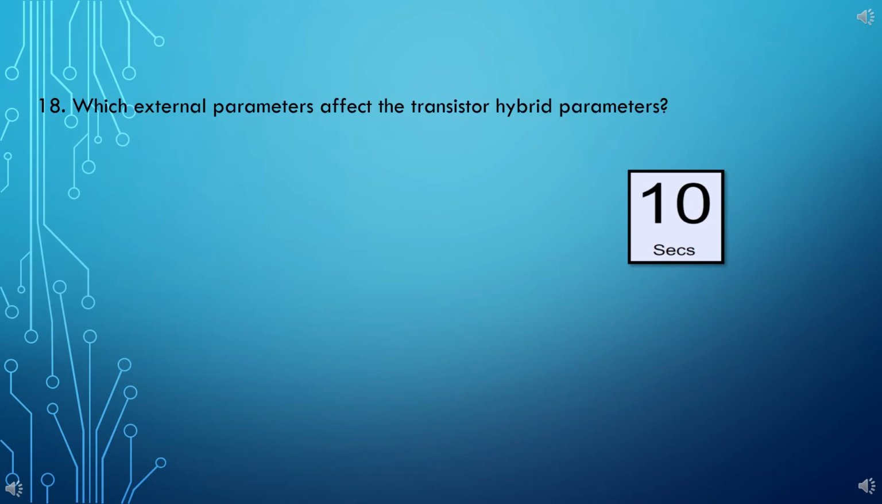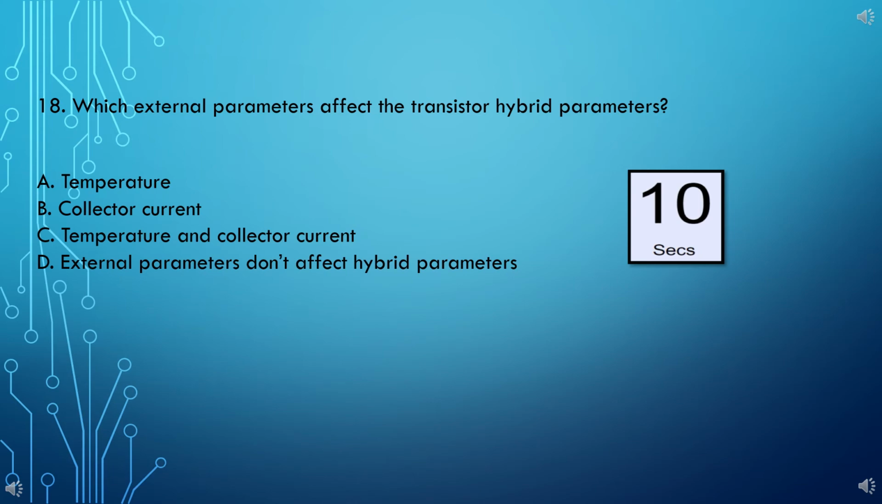Which external parameters affect the transistor hybrid parameters? Option A. Temperature. B. Collector current. C. Temperature and collector current. D. External parameters don't affect hybrid parameters. Answer: temperature and collector current.